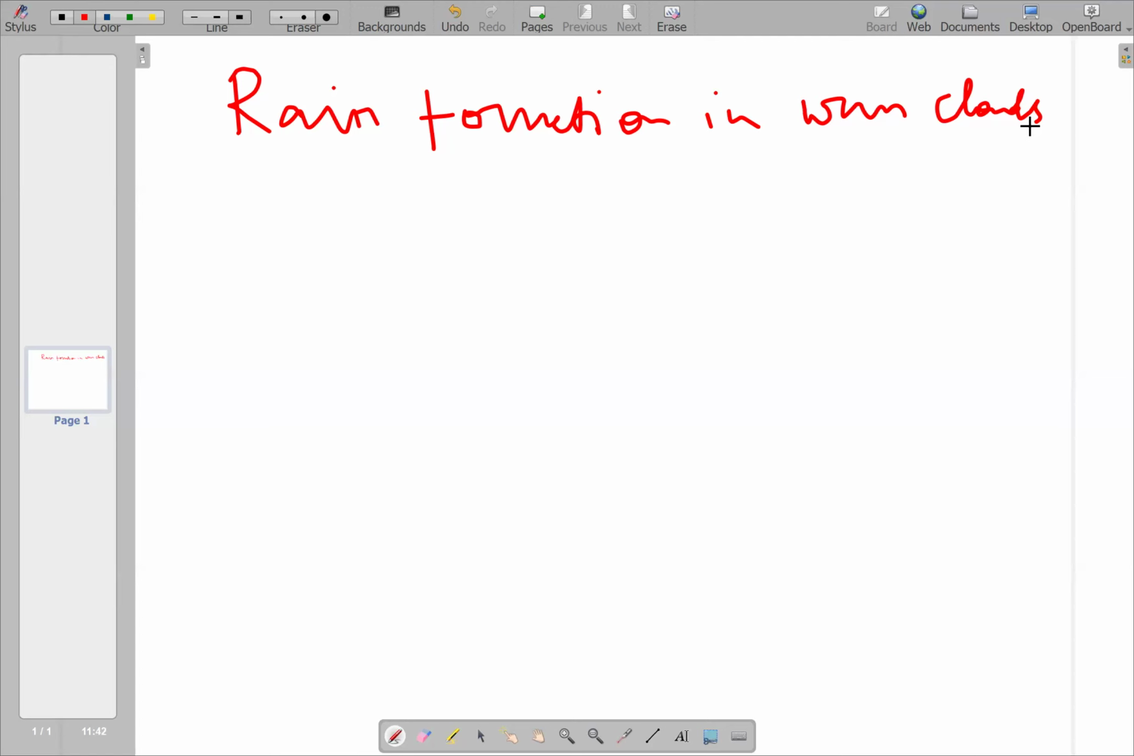First I was just discussing and then I start writing. Right, okay. Now, what we have on the whiteboard is only "rain formation in warm clouds". Later I will write everything on the whiteboard as well, but right now we are just discussing.